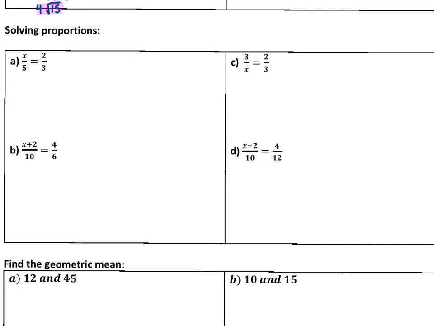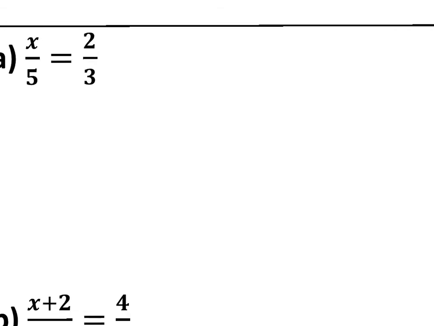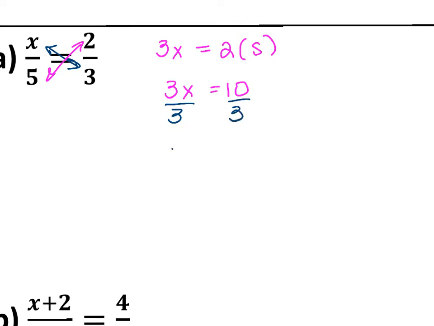If we have two ratios that equal each other, what's it called to solve it? Cross multiply. We'll go back over them at the end. All right, so I'm going to cross multiply. This times this and this times this. So 3 times x equals 2 times 5. 3x equals 10. And then I would divide both sides by 3. And x equals 10 over 3.